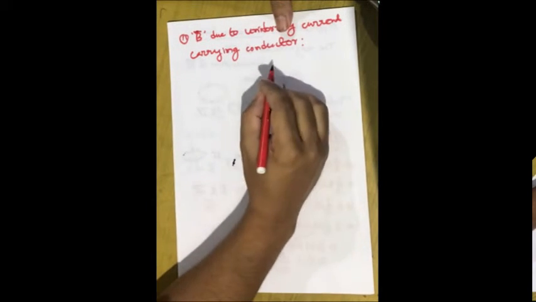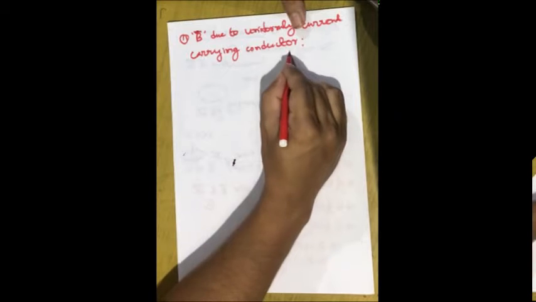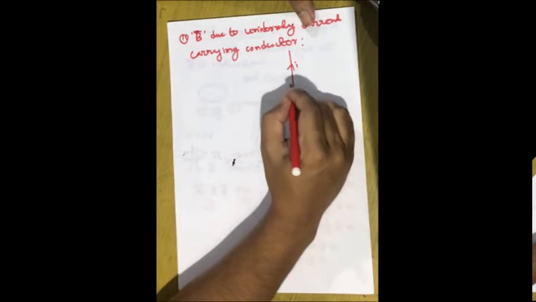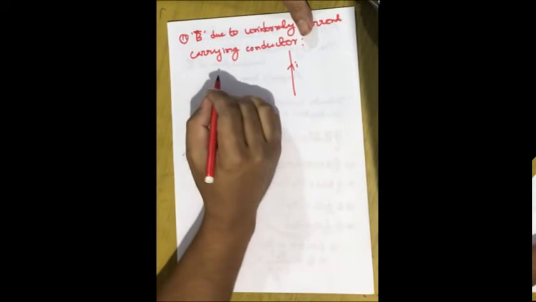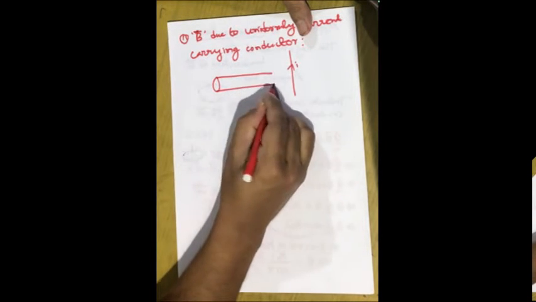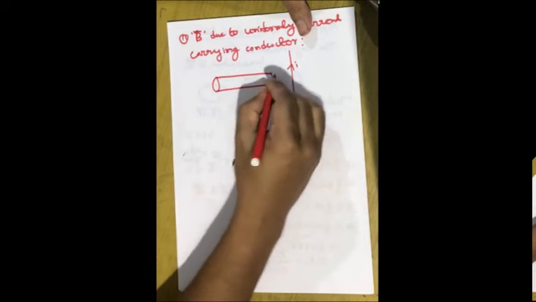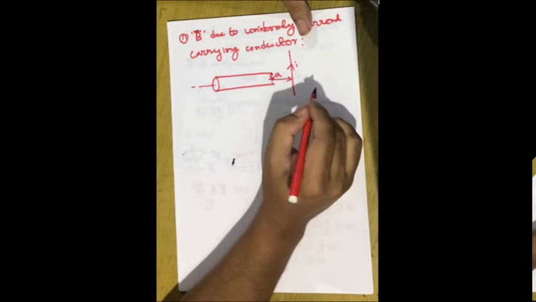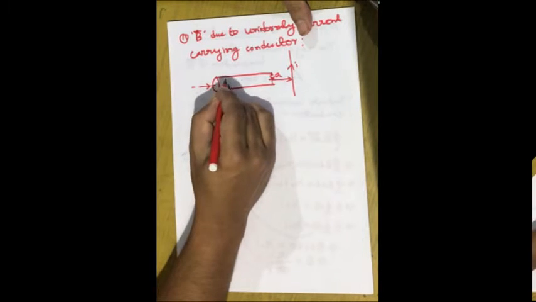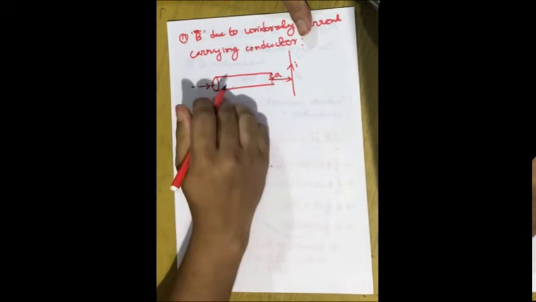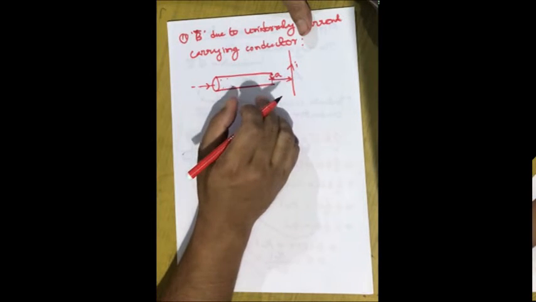While deriving the magnetic field due to a current carrying conductor, we did not consider any radius of the conductor. But in real life, a conductor has a certain radius. Suppose this is a conductor and it has a radius equal to small a. Suppose the current I is uniformly distributed throughout the conductor. That means the current density at each point on the conductor is the same. Such a conductor is known as a uniformly current carrying conductor.